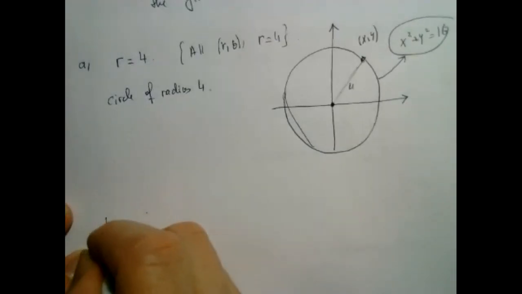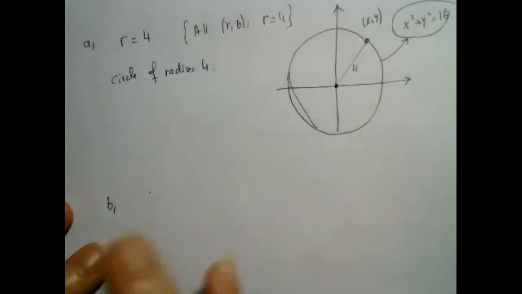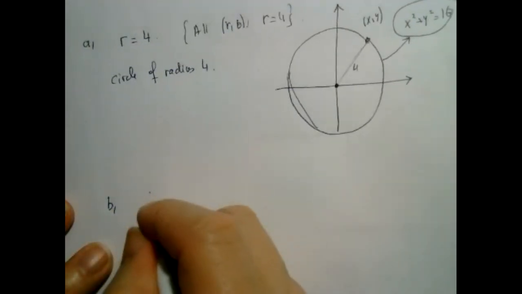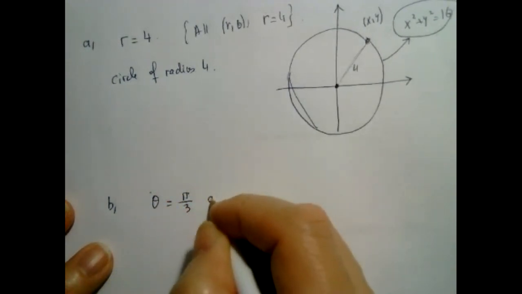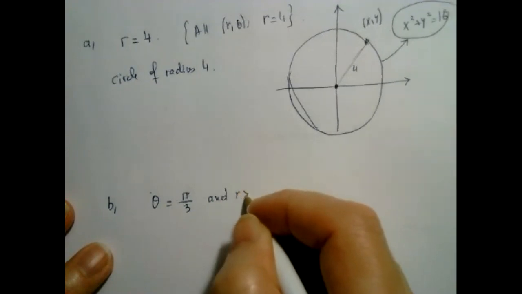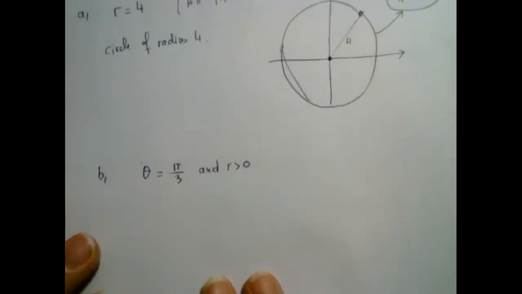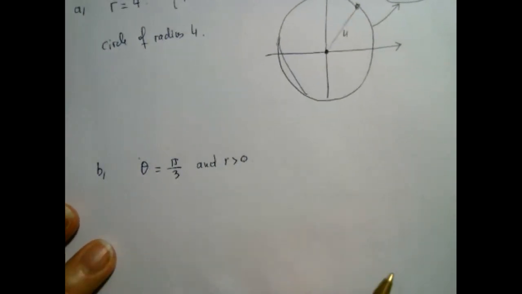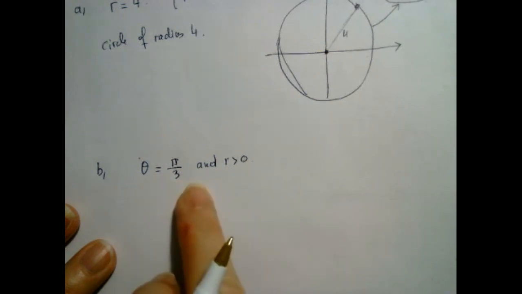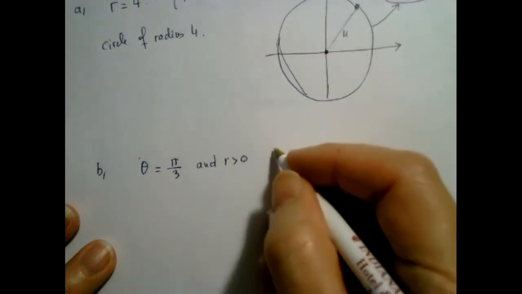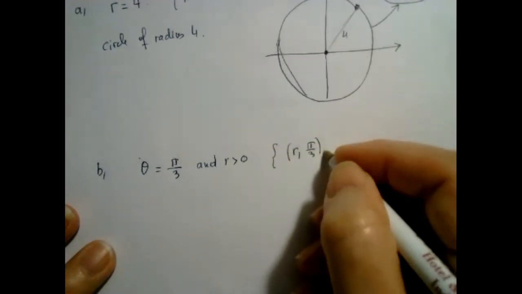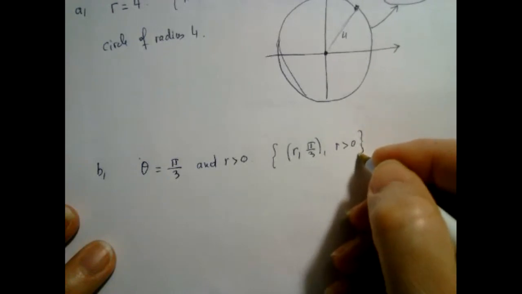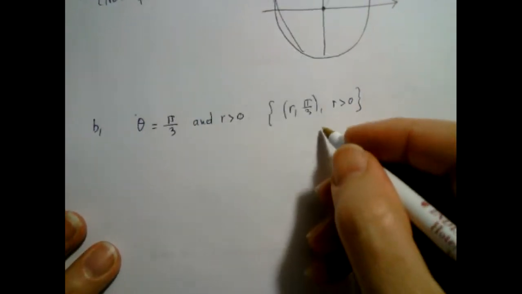I hope part B would be a little bit easier. Find all the points (r, theta) such that theta is pi over 3 and r is positive. It means I want you to sketch all the points such that theta is always pi over 3, all the points that have the form (r, pi over 3) with r positive. These are the points I'm interested in. What do we get?